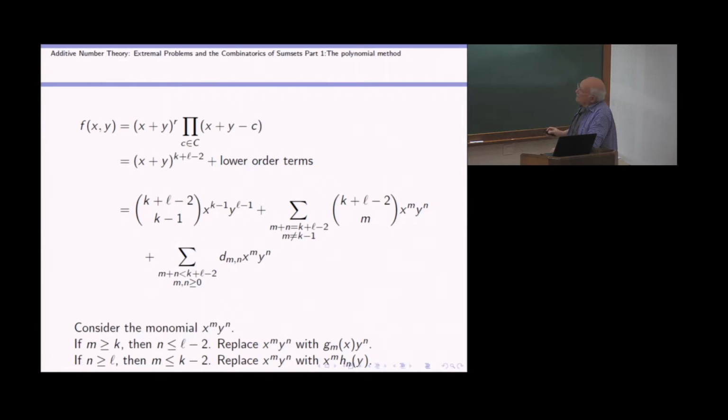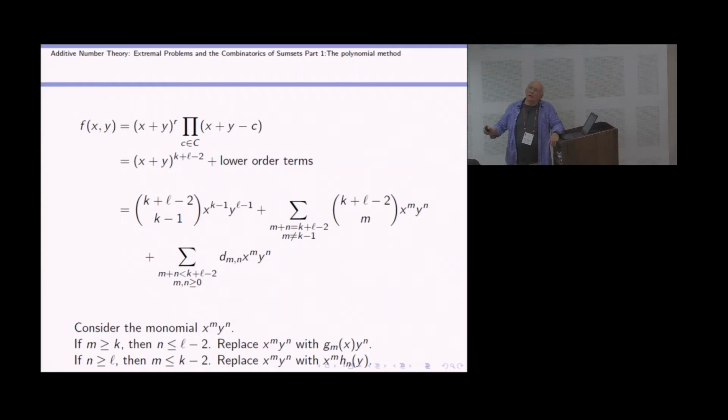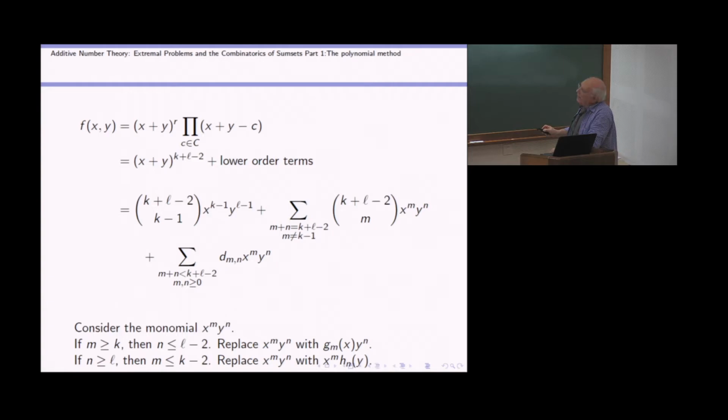And similarly, if n is greater than or equal to L, I can replace y to the n with the polynomial h sub n of y. And I end up with some expression in monomials where, again, the degree of x is at most k minus 1. The degree of y is at most L minus 1. And the only term with degree of x k minus 1 and the degree of y L minus 1 is this first term. And this coefficient mod p is non-zero, because k plus L is at most p.